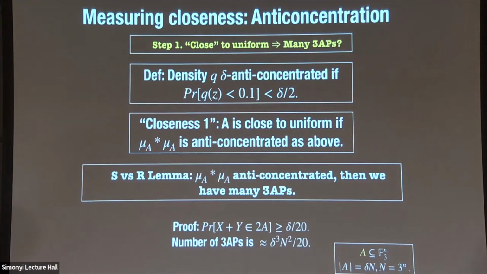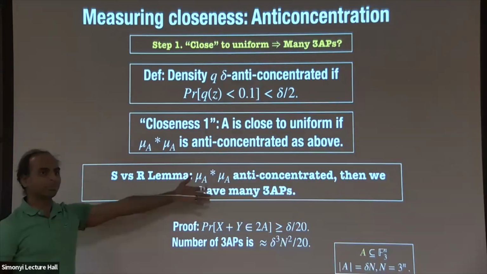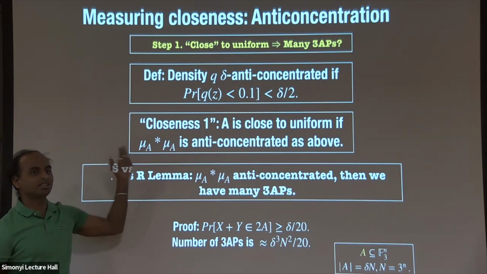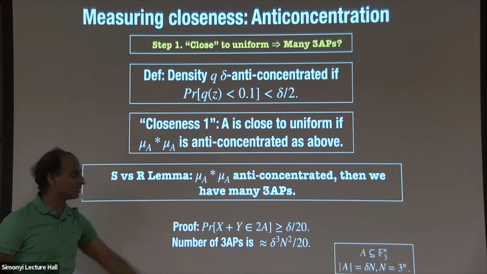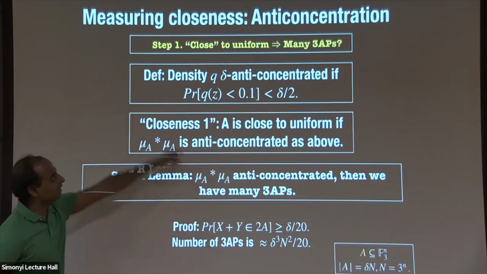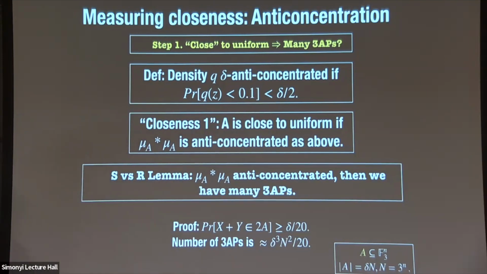So far, almost by definition, you can argue that if it is anti-concentrated, then we have many 3APs. Just because, if you apply it to the specific set 2A, the probability that it lands in 2A is at least delta over 20, and as a result, you get many 3APs. You get delta over 20 because there's at least delta over 2 points where your density is 0.1. So you just multiply them.